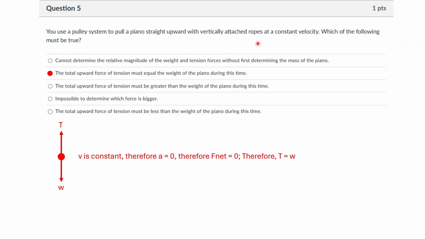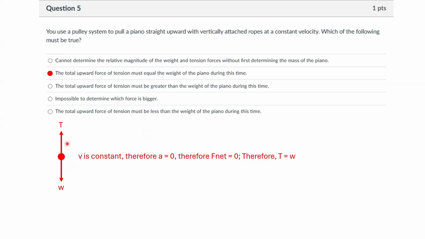So now I just look at the situation. I see ropes, vertical, up. Object has weight down. I don't see any other contacts with the piano. Therefore, I only have two forces. One points up, one points down. Since F net must be zero, those two forces must be equal to each other.